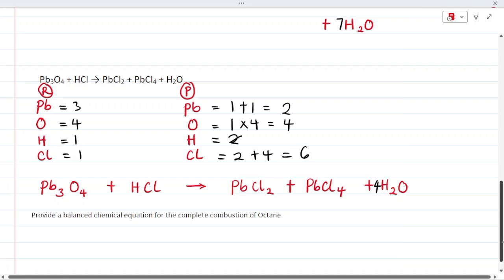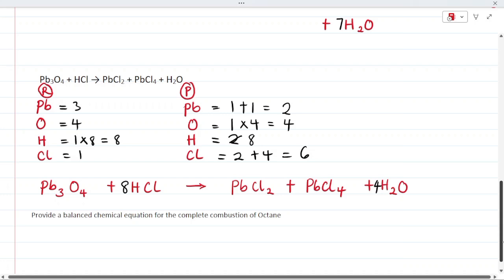Always remember your shortcuts. It is only the element that you adjusted that you need to recount, or the compound you adjusted that you need to recount. So therefore, hydrogen here multiplied by 8. So I come to have hydrogen on the reactant side and I place 8 there.